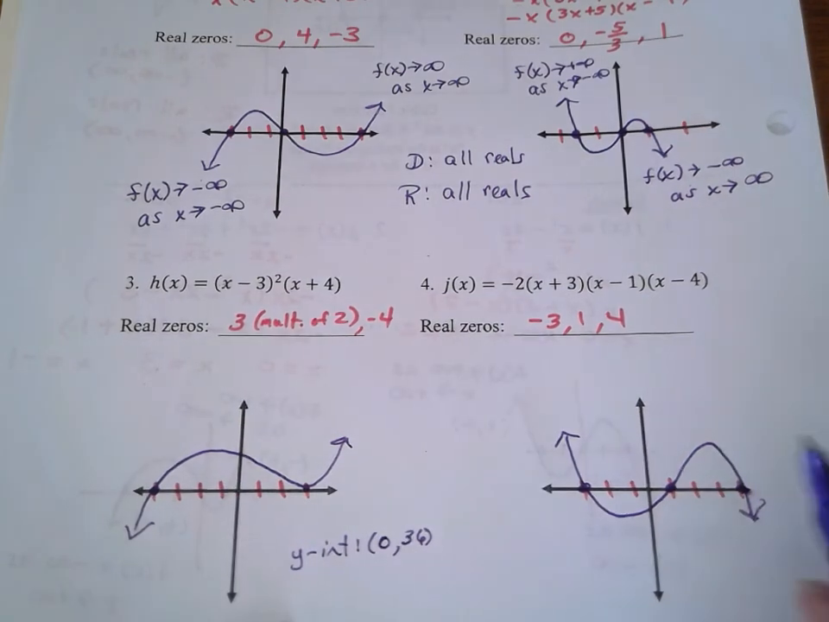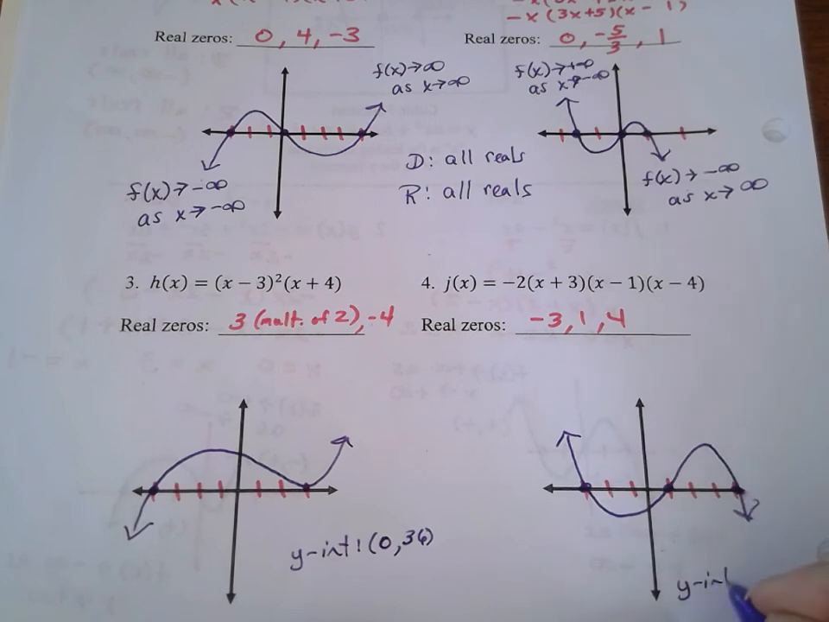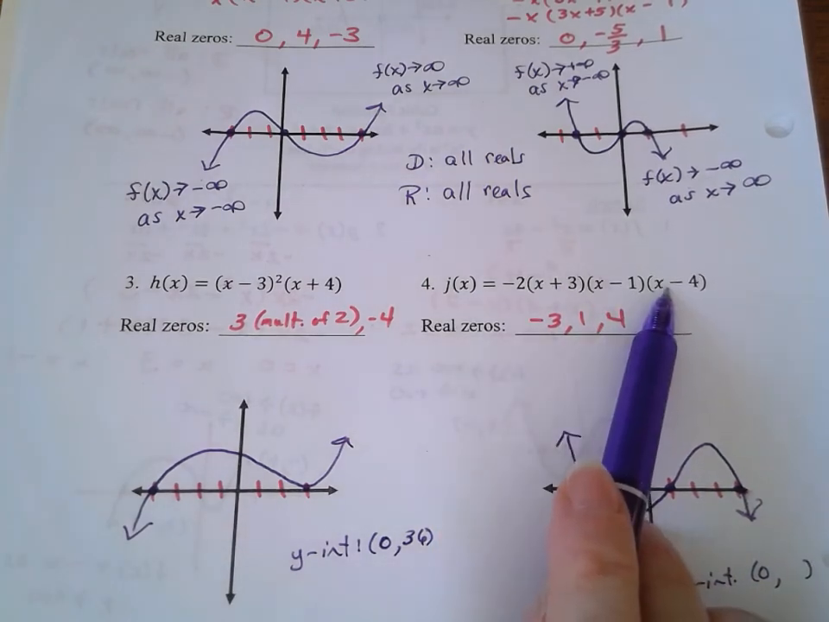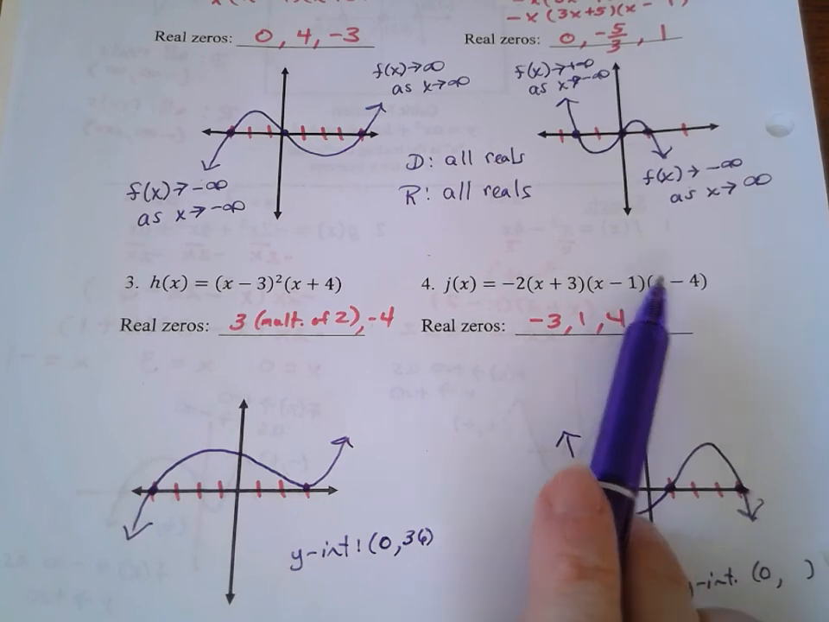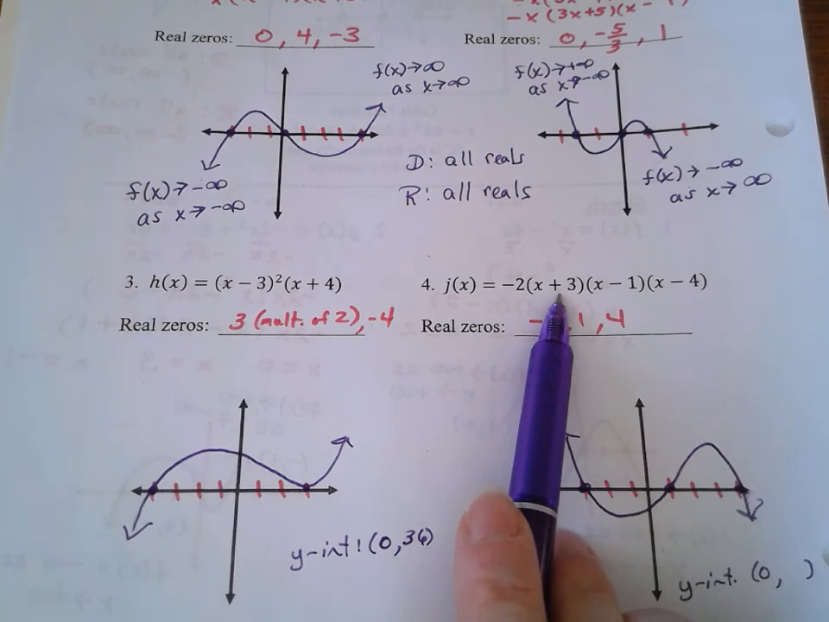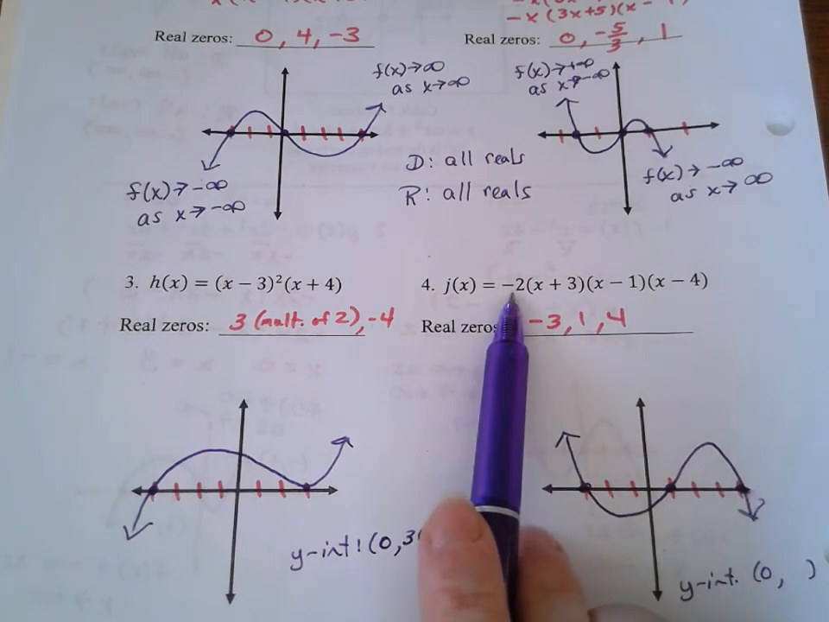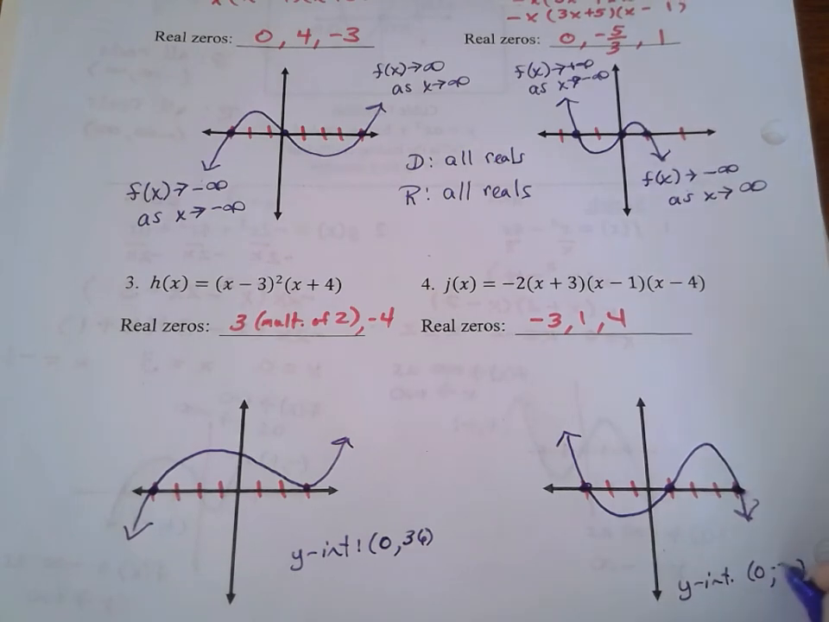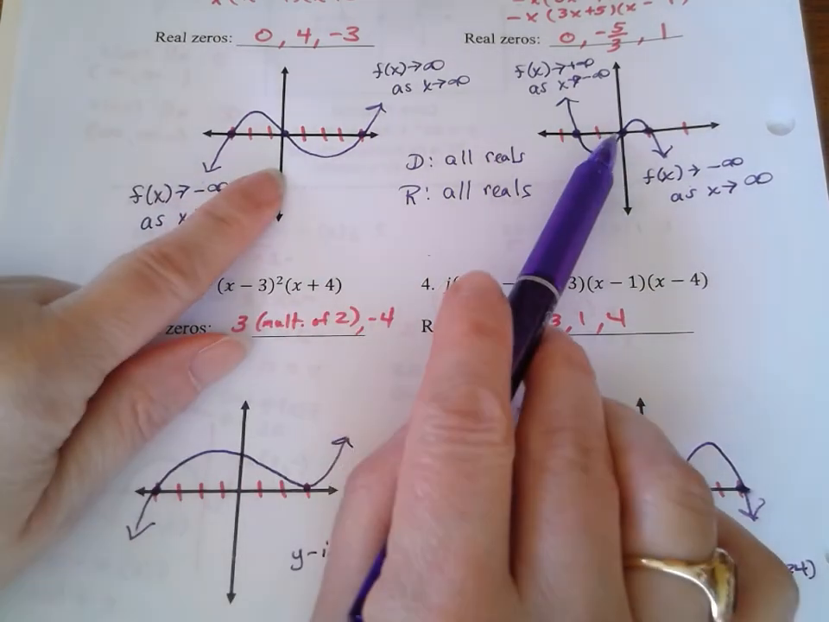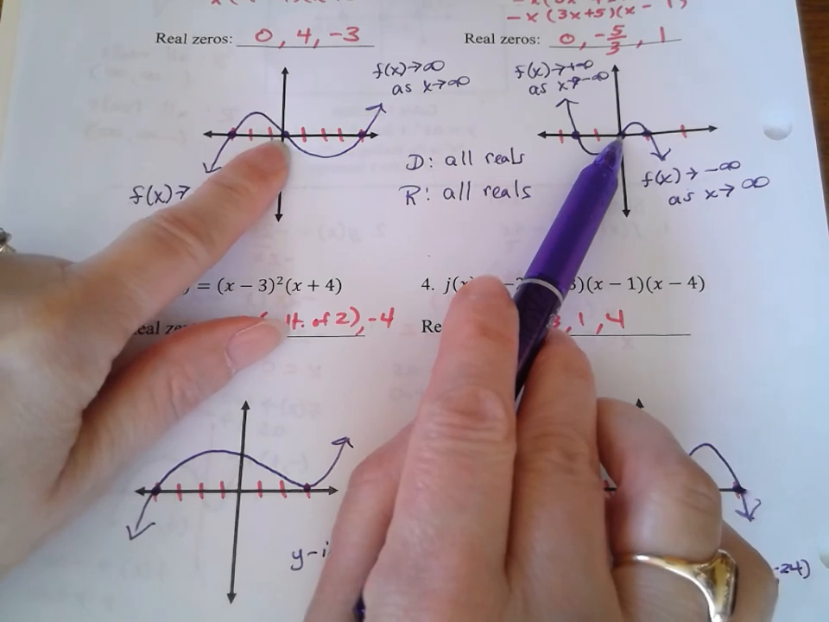Same thing over here. If I wanted to find the y-intercept without a calculator, I would put 0 in for all the x's. So that would be negative 4 times negative 1, which is 4. 4 times 3 is 12. And 12 times negative 2 would be negative 24. Well, negative y-intercept. So up here, I didn't have to worry about that because I'm running through the origin. So my y-intercept would be 0, 0.